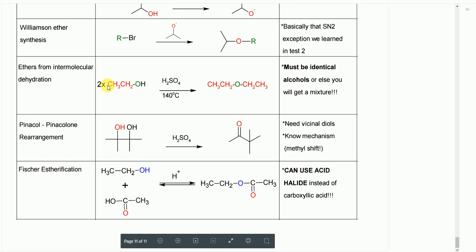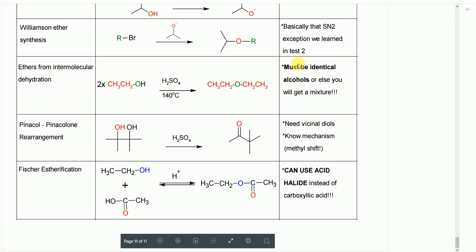They can be different. Okay, so I can have any different alcohols, and if I use H2SO4 and high heat, 140 degrees Celsius specifically, you will form an ether. An ether is just an R group, an O in between them, and then another R group. Okay, so this is just one way to do it.